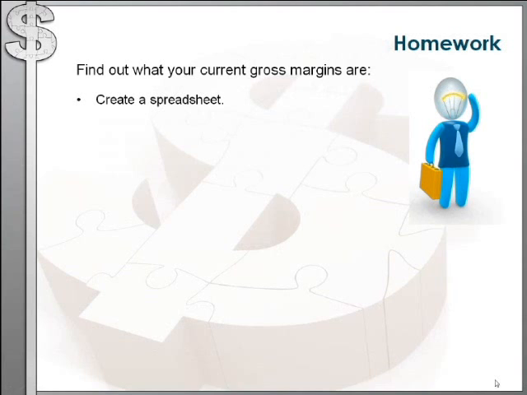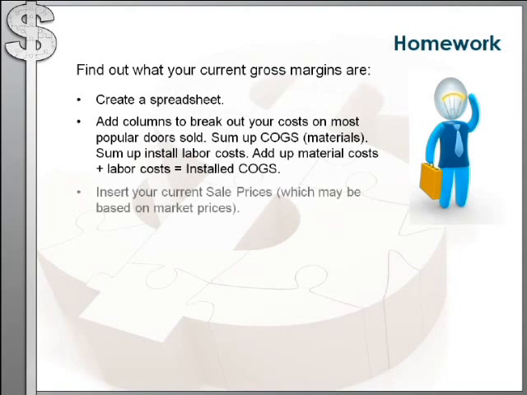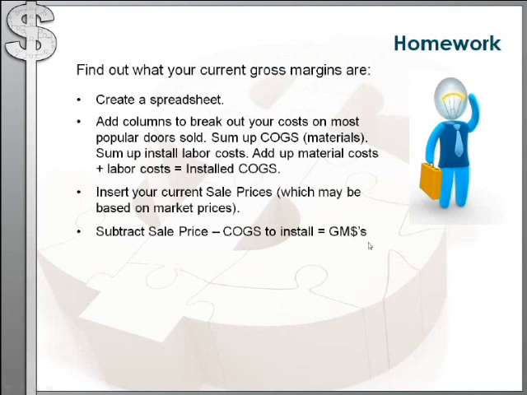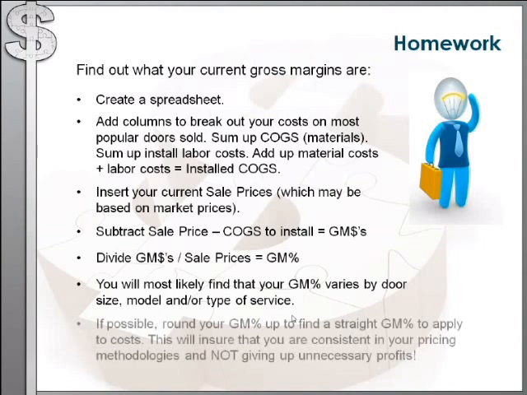And I've listed some steps here to create a spreadsheet. You're going to add in your material costs and your labor costs to determine your total cost installed. And then you're going to deduct that from your sale price to get your gross margin dollars. And again, dividing your gross margin dollars by your sale price, you're going to get your gross margin percentage. And you're most likely going to find that your gross margin percent varies by door size, by model, or maybe even by type of service, depending on what you're quoting.